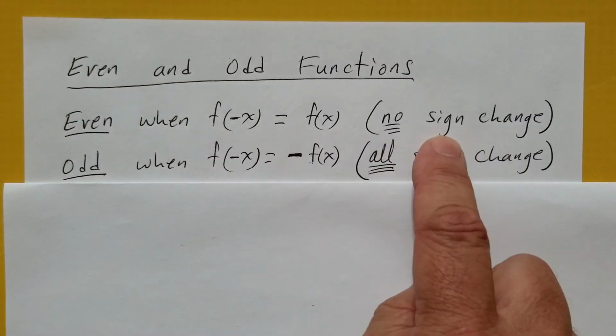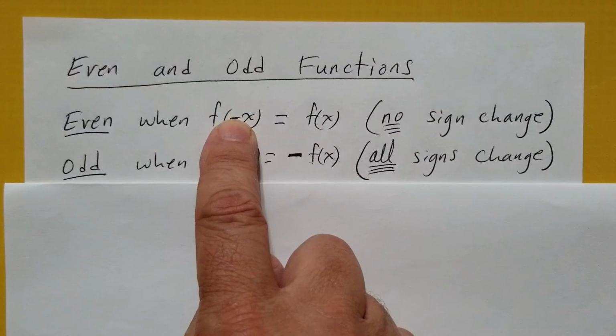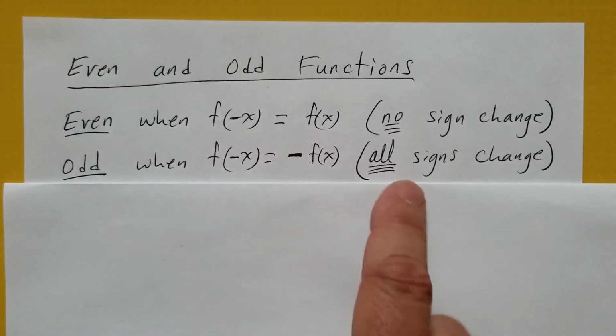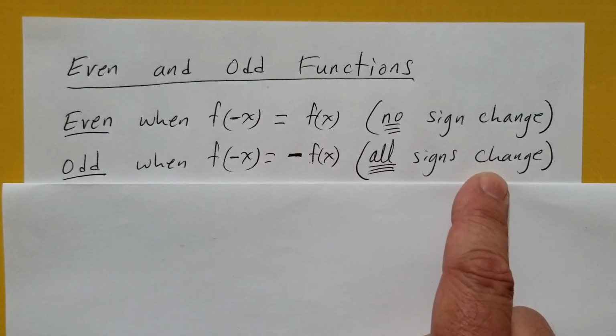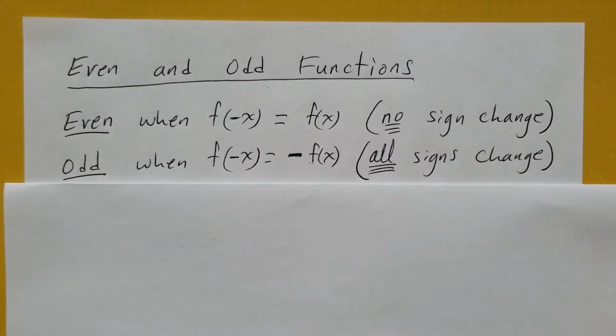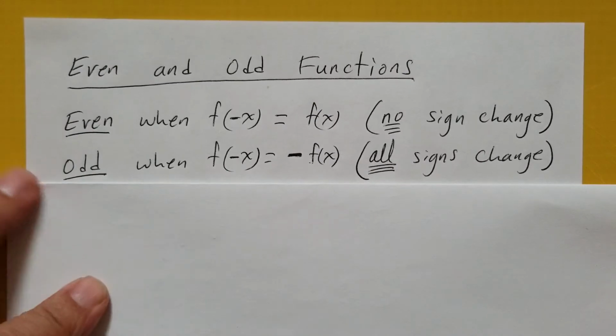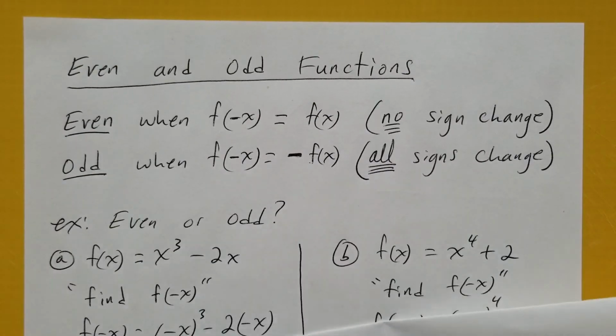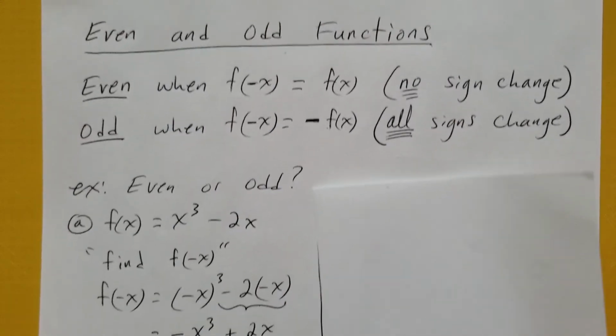So if none of the signs change after you do this, we call that even. If all the signs change, we call that odd. What about if only some of the signs change and some don't? Well, then it's neither even nor odd. Okay? Let's look at an example. I got two examples here.